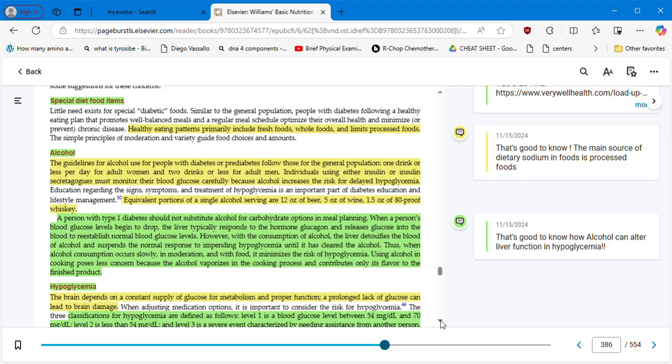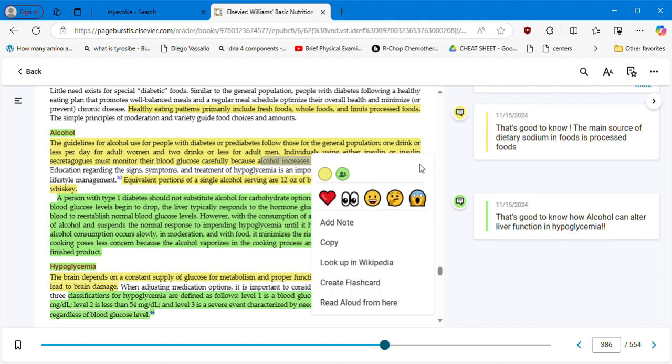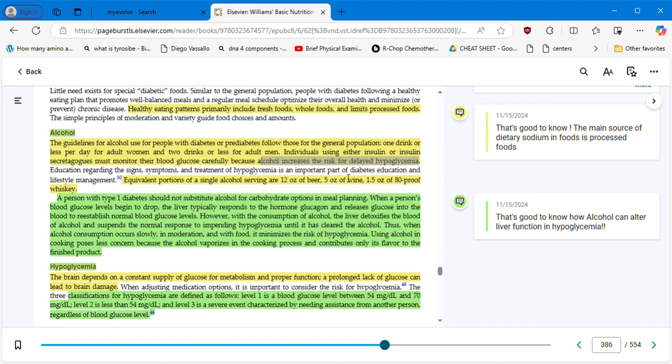Wow, what a nice piece of information. Alcohol increases the risk for delayed hypoglycemia. So the hypoglycemia is going to be present for a long period of time. Equivalent portions of a single alcohol serving are 12 ounces of beer, 5 ounces of wine, and 1.5 ounces of 80 proof whiskey.